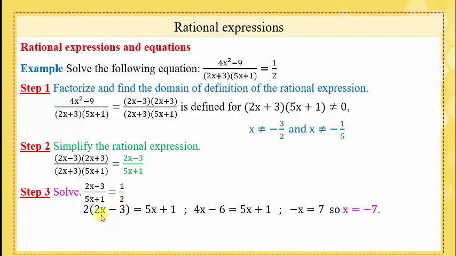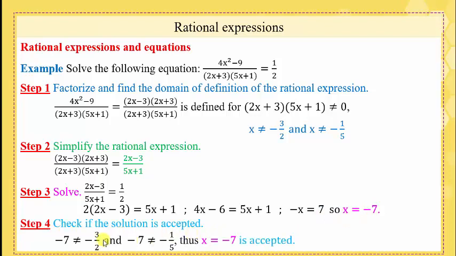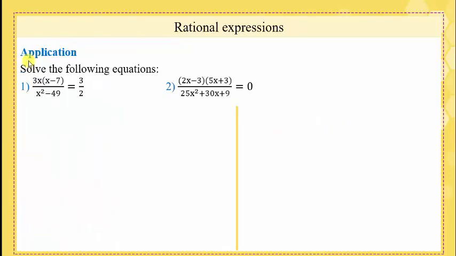And then 2 times 2x we get 4x, 2 times minus 3 we get minus 6. Here we have an equation, so we isolate x. We have minus x equal to 7, so x equal minus 7. Step 4, check if the solution is accepted. Minus 7 different from minus 3 over 2, and minus 7 different from minus 1 over 5. Thus, x equal minus 7 is accepted.